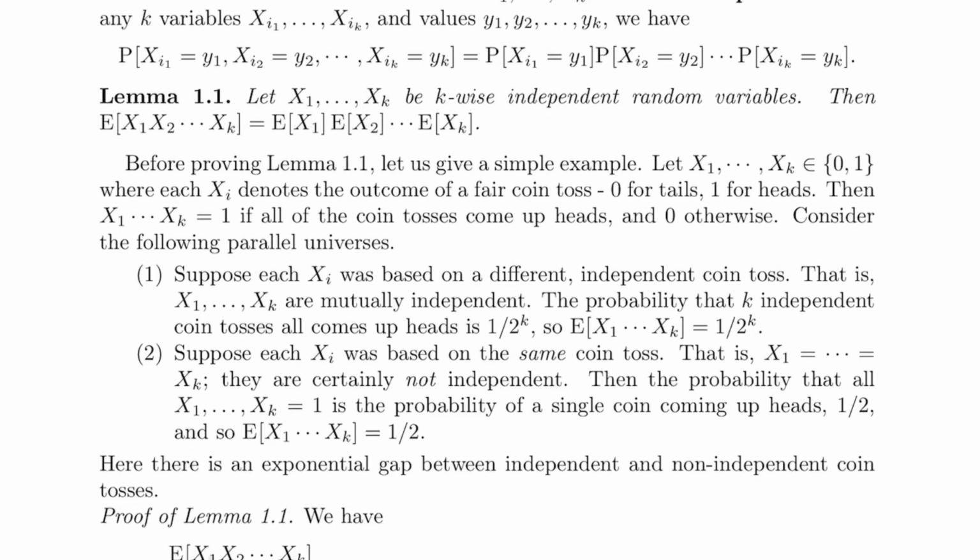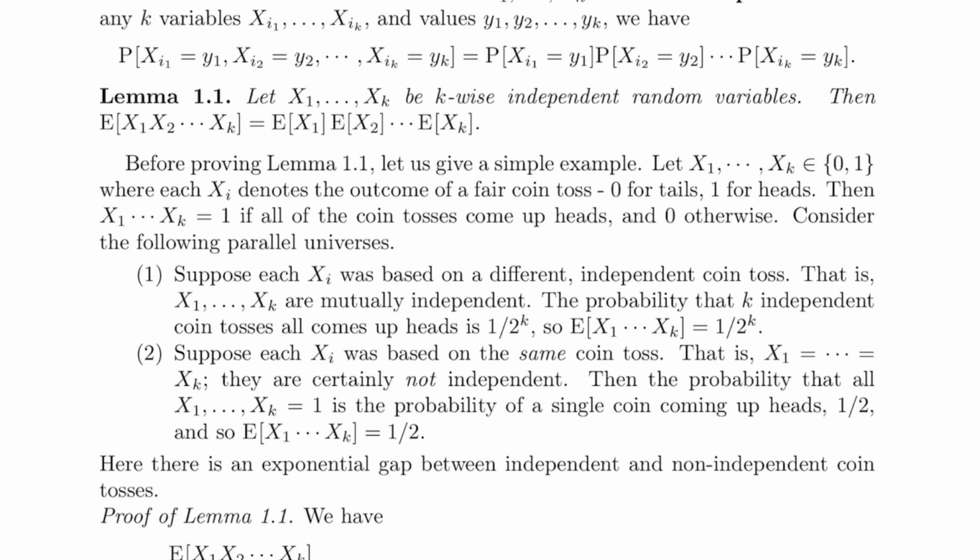Lemma 1.1. Let x1 through xk be k-wise independent random variables. Then the expected value of x1 times x2 times x3, all the way up to xk, is equal to the expected value of x1 times the expected value of x2, all the way through to the expected value of xk. That is, the expected value of the product of the xi's is equal to the product of the expected values of the xi's.